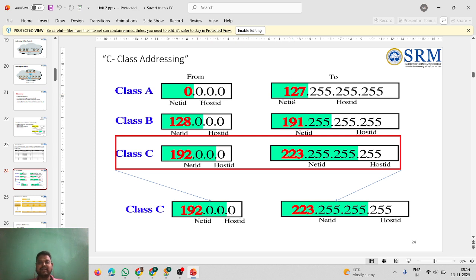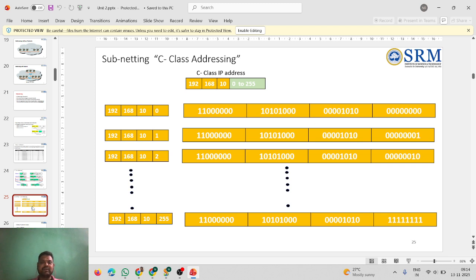So this is your net ID in decimal notation, right? Whereas for class B, 2 bytes will be for net ID and 2 bytes will be for host ID, right? For class C, 3 bytes will be used for net ID and only 1 byte will be used for host ID, right? So this is just to remember the concept of IP addresses. Subnetting is nothing but borrowing bits from the host ID part, right? So how do we calculate the network address from the IP address?